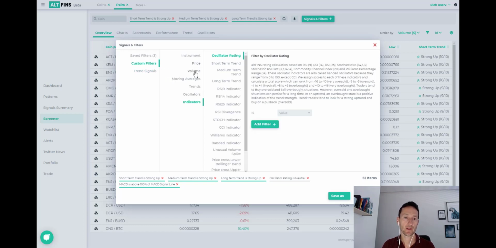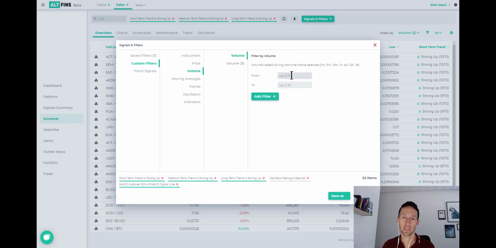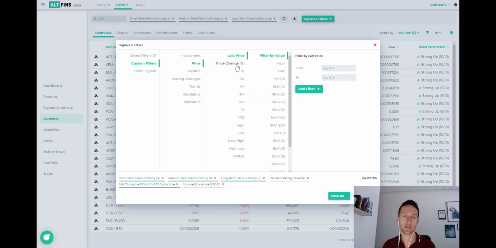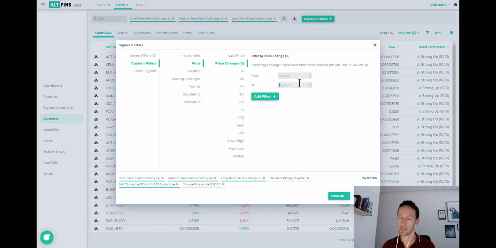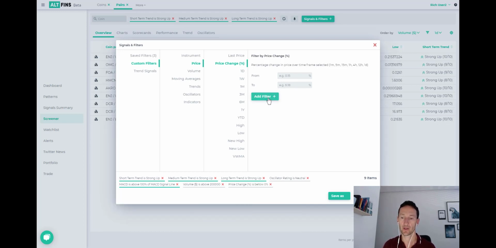And a couple other things. I want the minimum dollar trading volume to be about 200,000 a day, and that should be sufficient for us. And a price change of less than zero. As I mentioned, we're looking for situations where the price has had a modest correction or a pullback. So I add that filter as well. And now I have 9 items that satisfy these criteria.